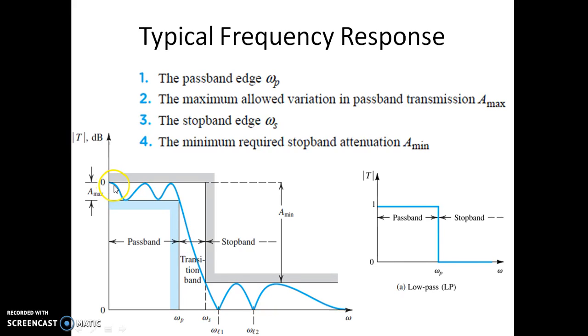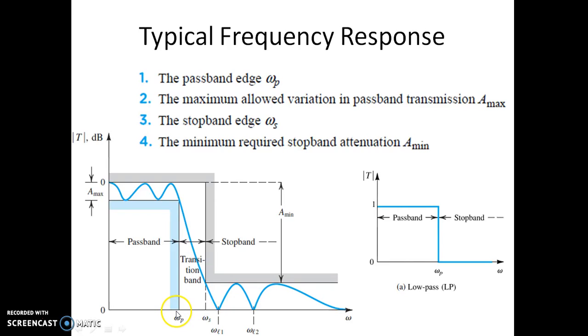And you can see here we have some variation within the passband. The passband magnitude is not constant. It will certainly have some attenuation. So we have frequencies not only omega p, we're going to have omega p and omega s.